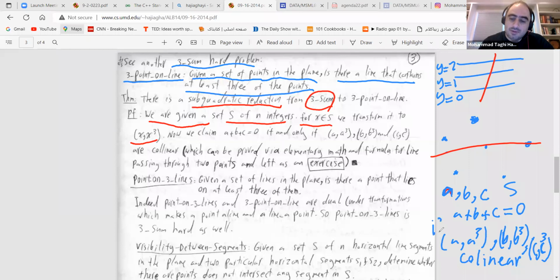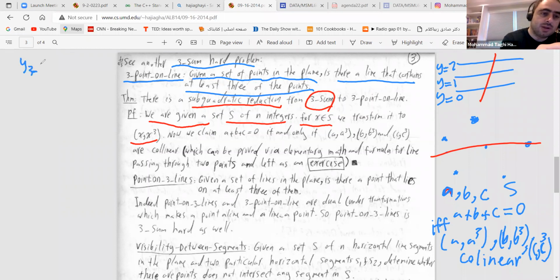If and only if a plus b plus c is equal to 0. Okay, so how can we do that? Again, we are using the previous formula. I will just mention how you do that. So we were using the formula that we mentioned. If we want to say they are collinear, still the same formula works.